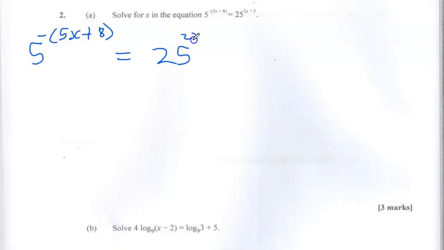We are now at question 2. Let me just write the equation properly. So it's 5 to the power of minus, in the bracket we have 5x plus 8, equal to 25 to the power of 2x plus 5. So the exponential equation, and the aim here is to get both sides to have the same base.